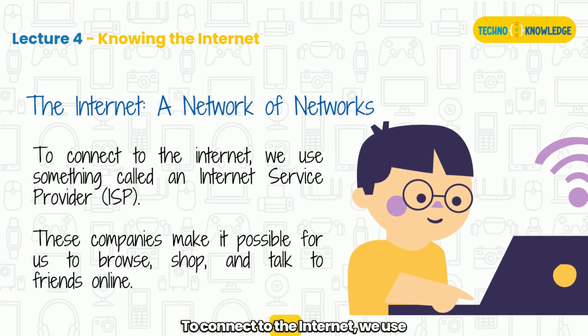To connect to the Internet, we use something called an Internet Service Provider, ISP. These companies make it possible for us to browse, shop, and talk to friends online. In Pakistan, examples of ISPs are Wateen, Y-Tribe, Storm, Fiber, and PTCL.